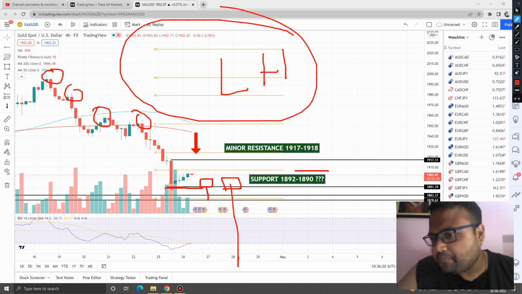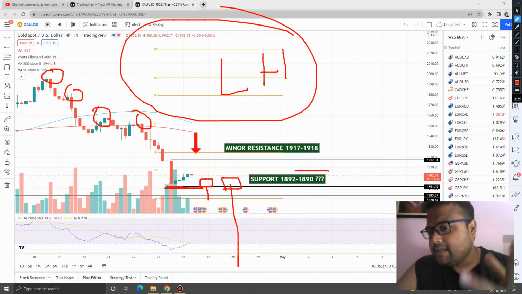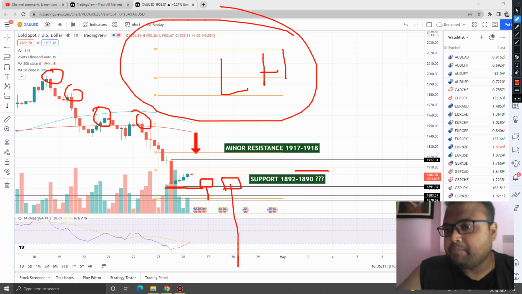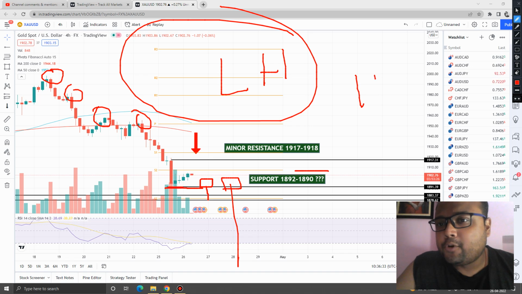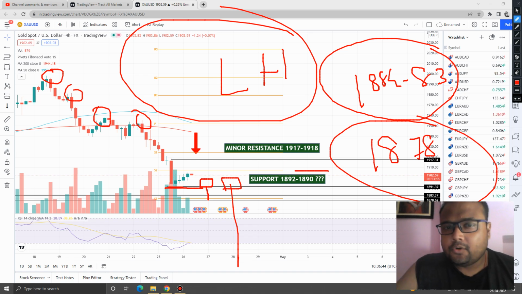And in case the market breaks the support of 1890 to 1892, yes, there is a high possibility. Yesterday the possibility was very low, but today we have a good possibility of the market breaking the support and going down. If that happens, then the next support will be 1884 to 1883, and then we have support around 1878. So we have three supports right now: 1890 to 1892 is the first support.